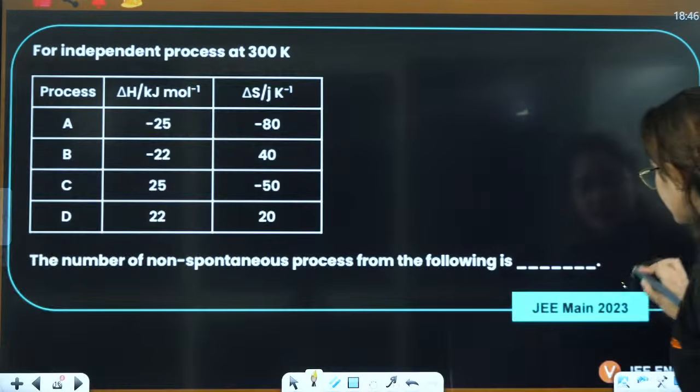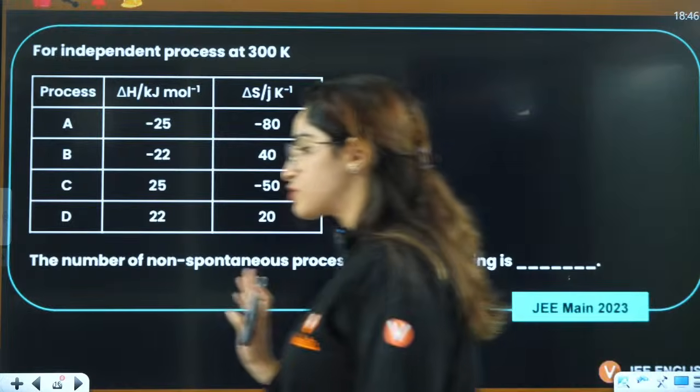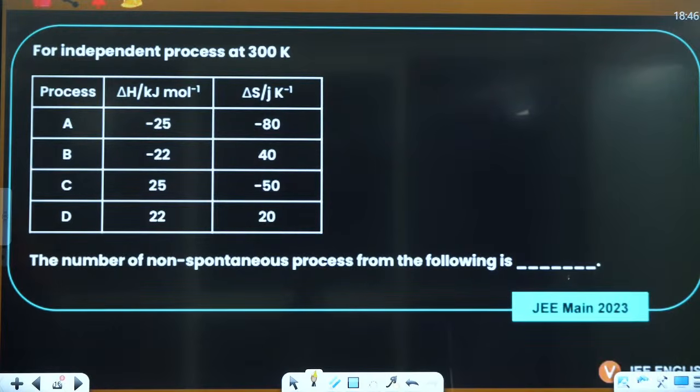Now the JEE 2023 question that we have here is based on the same thing, right? Based on the same thing.